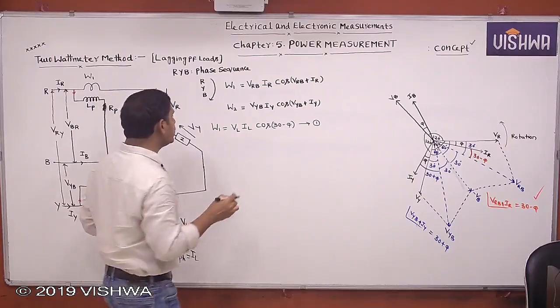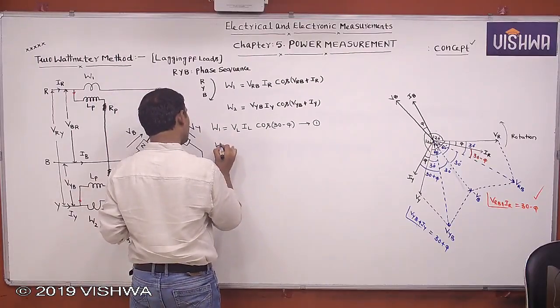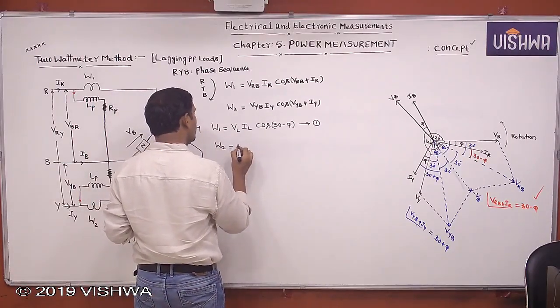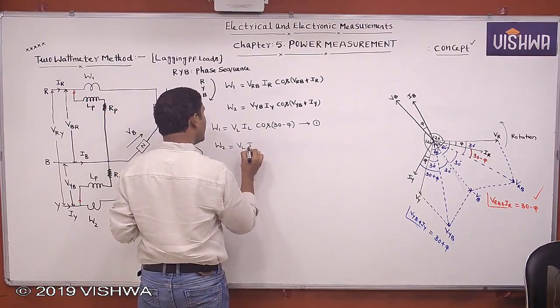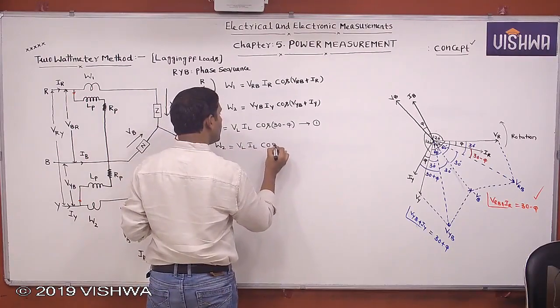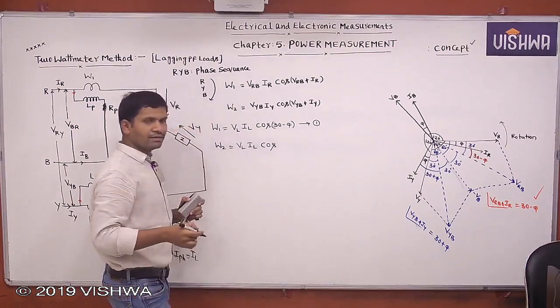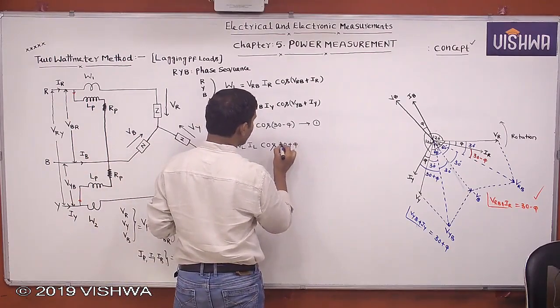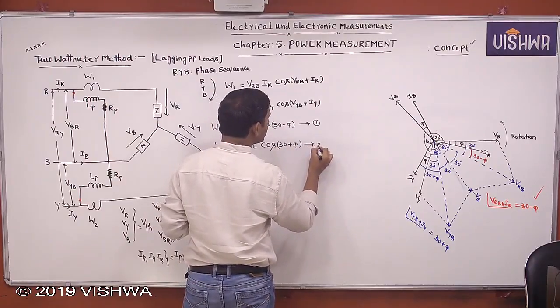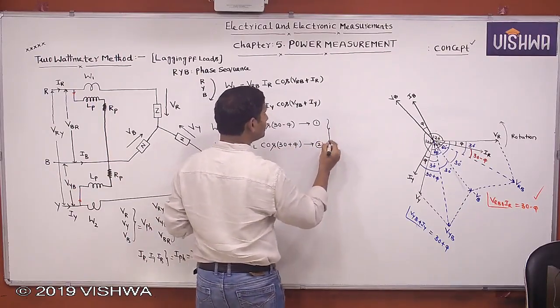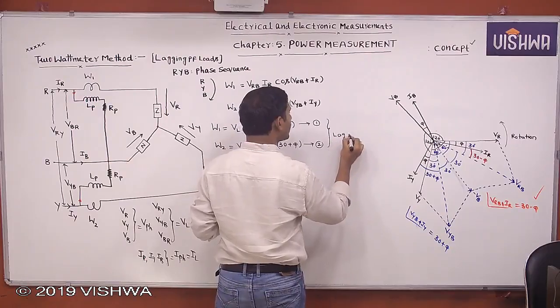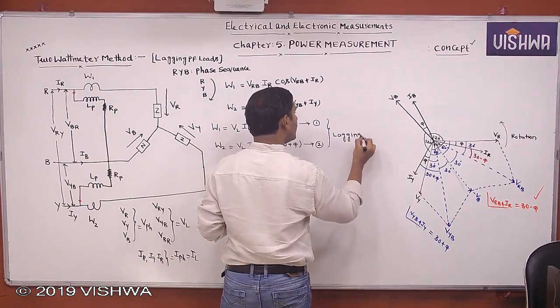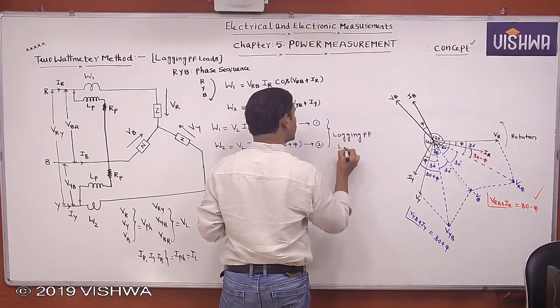Now what is the W2 reading, you tell me? Yes, W2 equal to VL into IL cos, what is the angle between VYB and IY? 30 plus pi. Let this be equation 2. This is for lagging power factor loads.